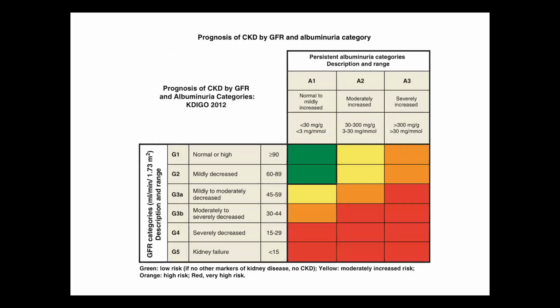This is the heat map that I'm sure you're familiar with from the KDIGO guidelines. It illustrates the risk of progression based on GFR as well as proteinuria. And I don't think you can see my cursor here, but the proteinuria cutoffs have been indicated in the A1, A2, and A3 sections. And an ACR of less than 3 is essentially normal, but with different gradations, the risk of CKD progression goes up.